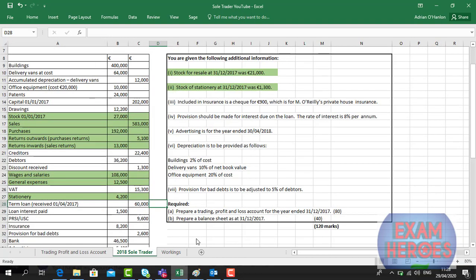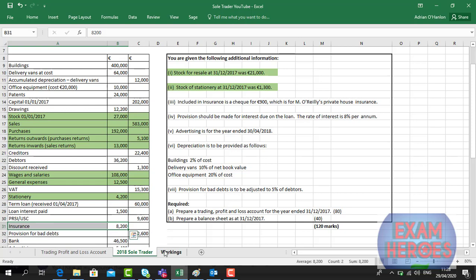So the next thing we look at then, our next expense, is our insurance. Okay, so insurance is 8,200. But if you look up here, it says included in insurance is a check for 900 euros, which is for M. O'Reilly's private house insurance. That's his private house. It has nothing to do with his business. Therefore, we have to take it out.